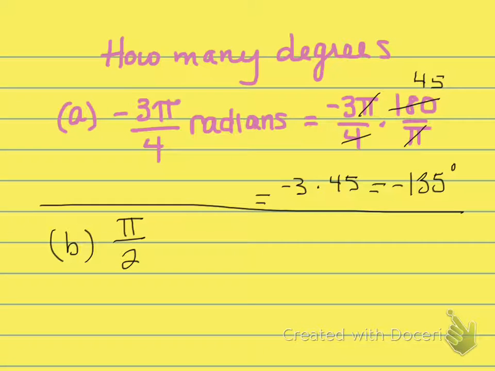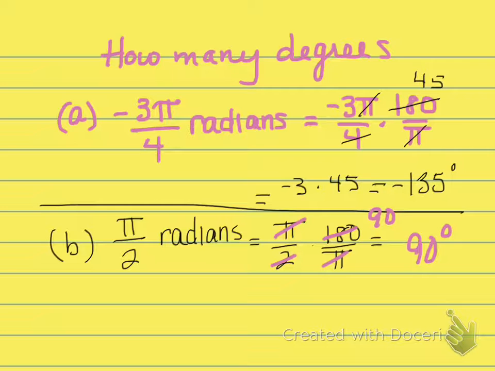So pi over 2. What is that in degrees? We take pi over 2, multiply by 180 over pi. Again, I simplify, and I find out that pi over 2 radians is actually the same as 90 degrees.